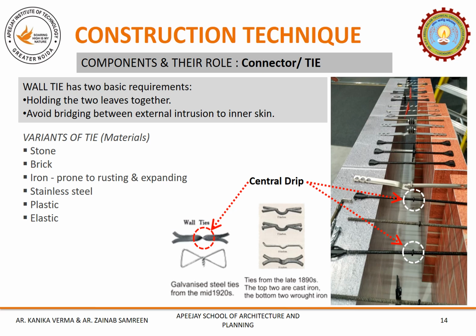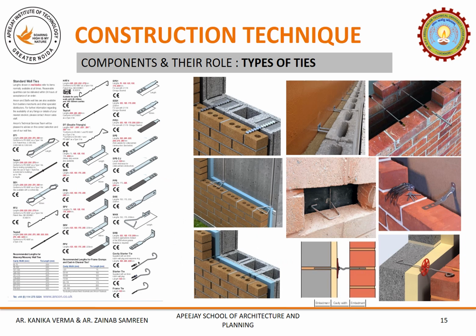But the most important aspect to observe from here is the central drip, which can be created by bending the wall tie or adding additional material to stop water intruding from the external wall to the inner wall and getting it to drip in the center of the cavity. This slide demonstrates the arrangement of tie within a cavity wall.